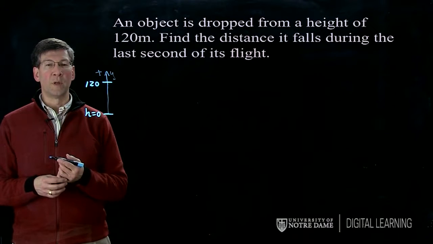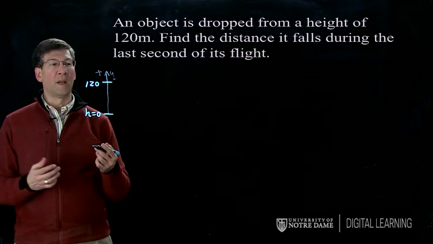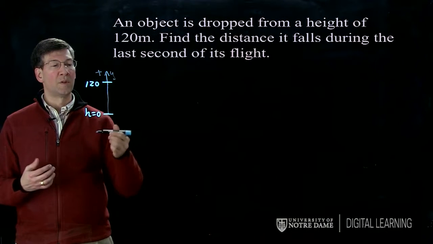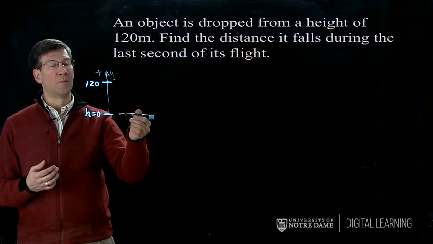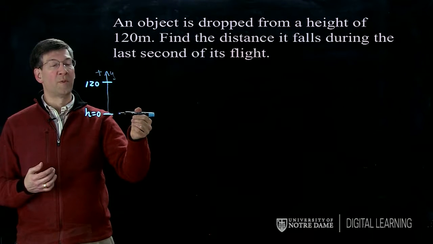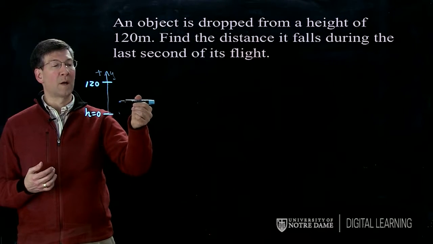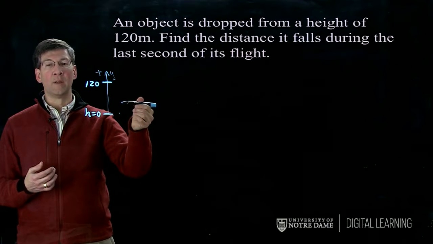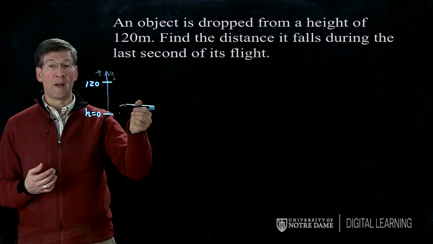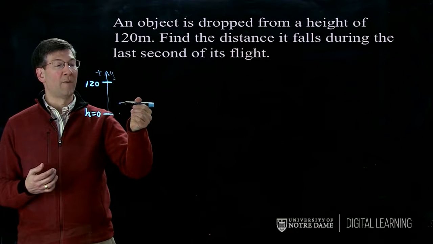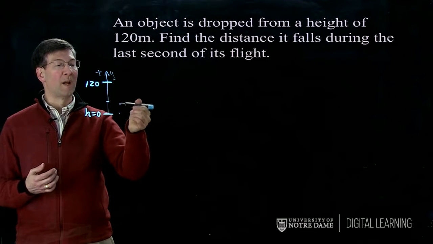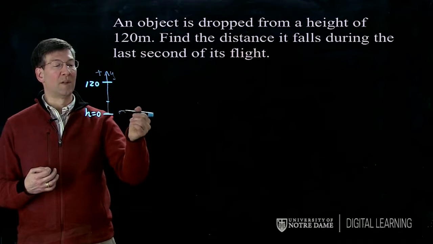One of the ways that we can do this is to figure out how long it takes to fall from 120 meters all the way down to height equals 0. Since the equation that describes its motion tells me where it is at any given time, if I know how long it takes to fall this full 120 meters, I can wind the time back 1 second. Wherever it is, 1 second before it hits the ground must tell us how far it has to fall during that last second of the flight. So if we can find out the total time, we can wind back a second and figure out where it is 1 second before it hits. That must imply that it falls that distance during that final second.